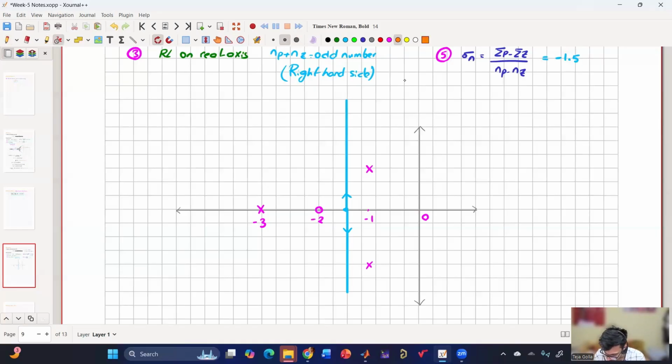And -1 to -2, on this region. -1 to -2. Yes, sir. It exists, sir. It is there. Yes, sir. Why again it is there? Because, sir, the sum of the roots is an odd number, sir, on the right hand side. So in this region, how many roots and poles are there?